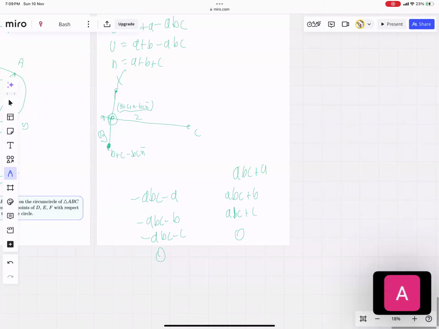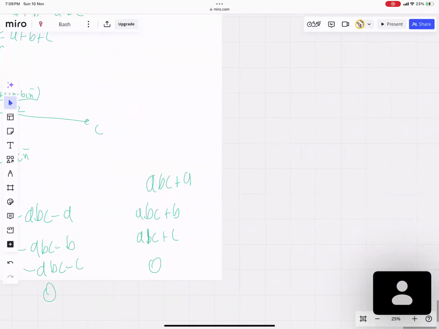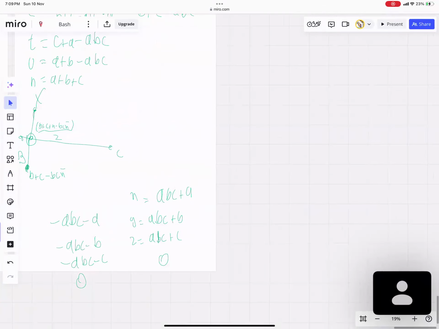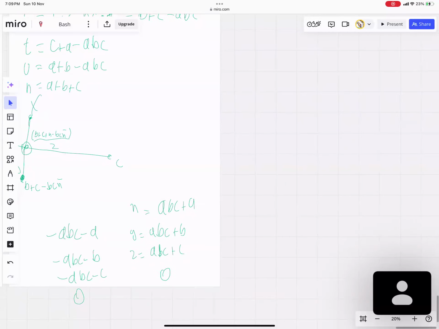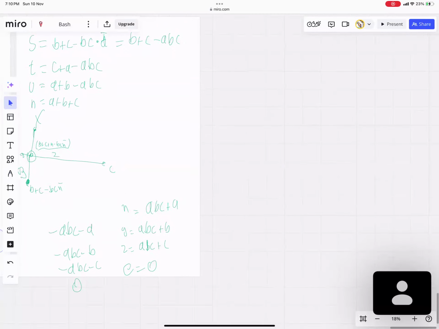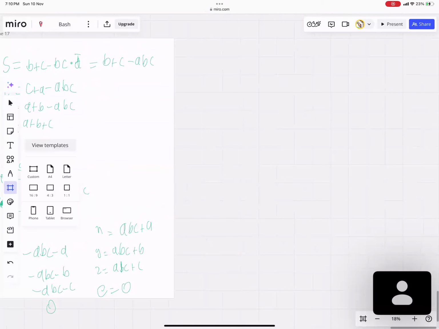Yes. Okay, perfect. So now let's say we put these as X, Y, Z, and U has already been taken. T is already taken. Let's say, what's a letter that's not been taken? E. So let me just add a new frame.